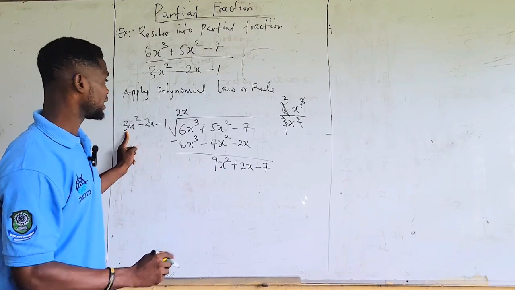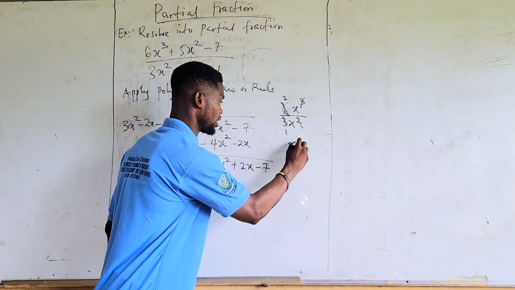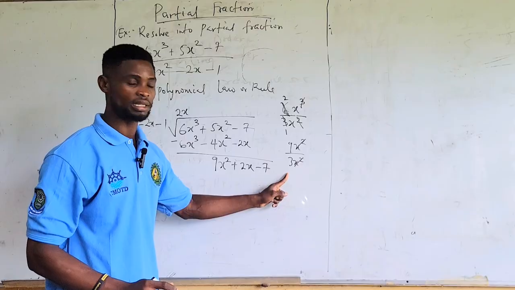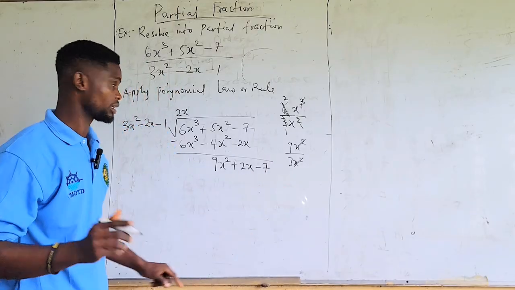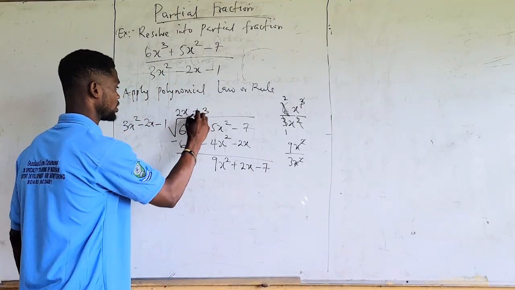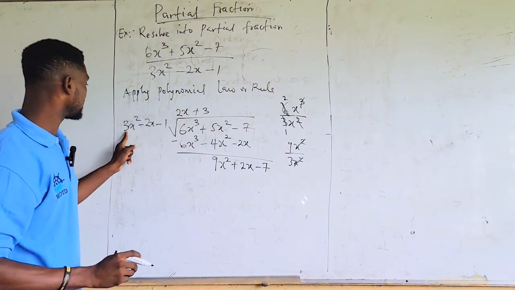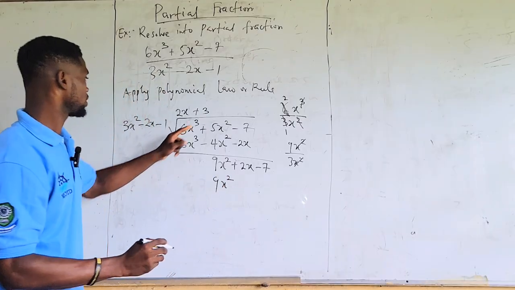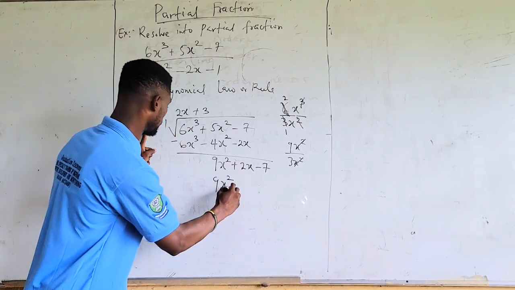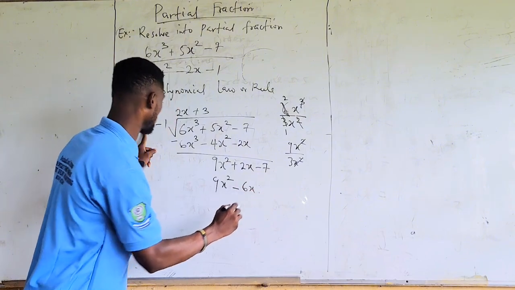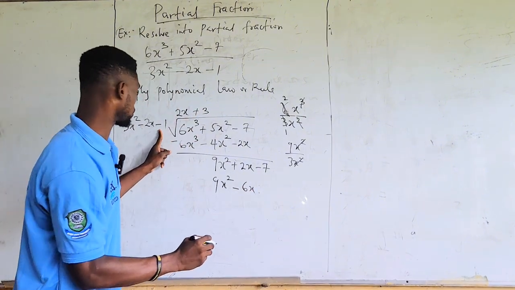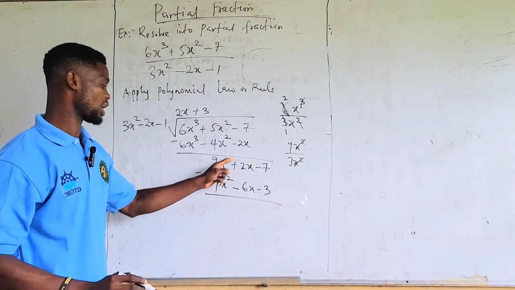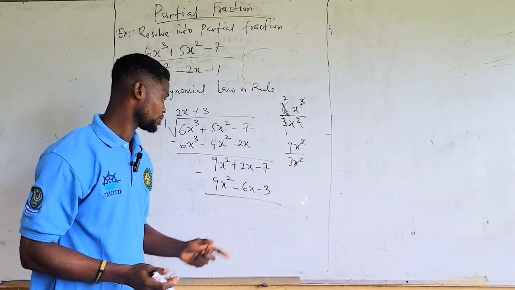9x square divided by 3x square, so this can cancel this. We have 9 over 3. 9 divided by 3 will give us 3. So we have plus 3. 3 times 3x square will give us 9x square, 3 times minus 2x will give us minus 6x, and 3 times minus 1 gives us minus 3. So you subtract: 9x squared minus 9x squared automatically gives us 0.